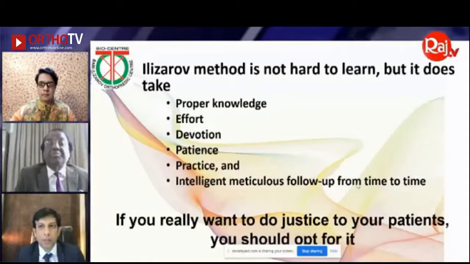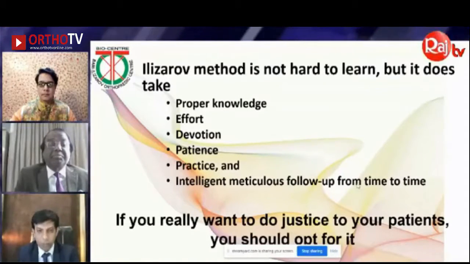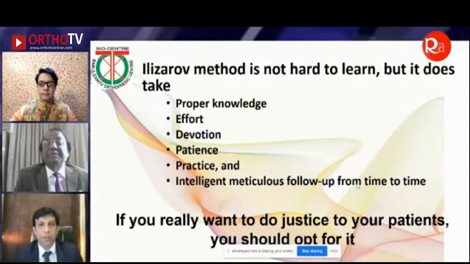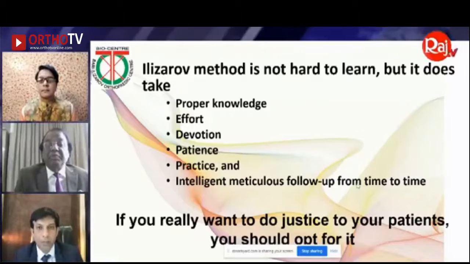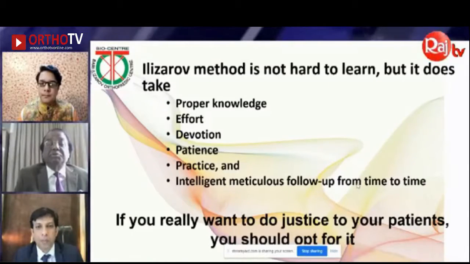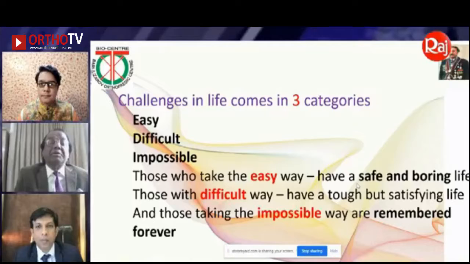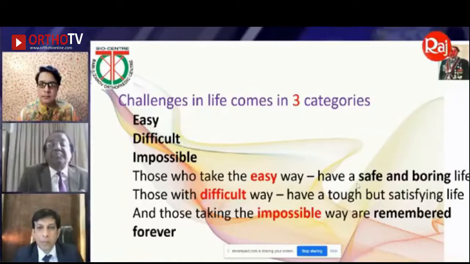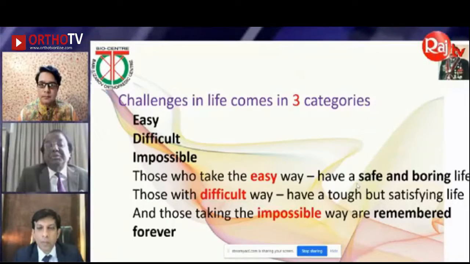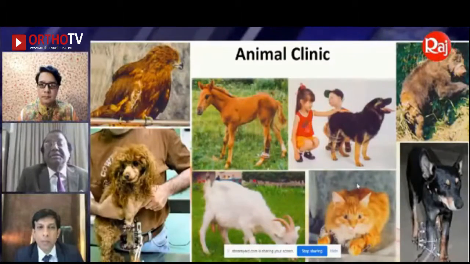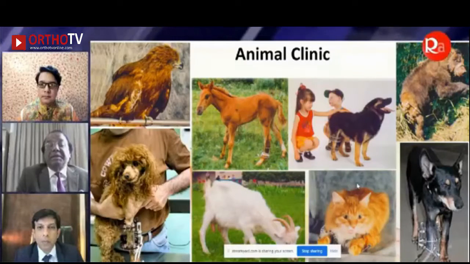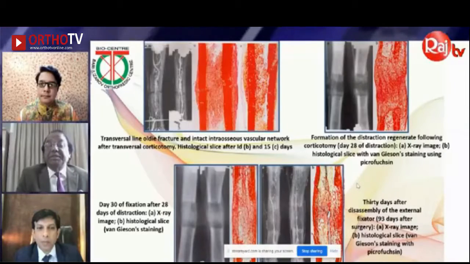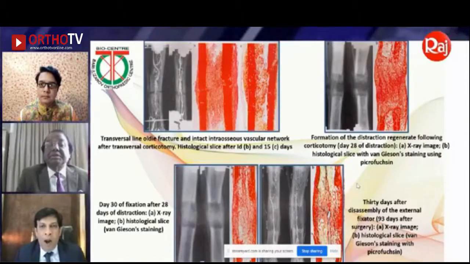And the Ilizarov method is not hard to learn, but it does take proper knowledge, effort, devotion, patience, practice, and intelligent meticulous follow-up. If you really want to do justice to your patients, you should opt for it. And I always love to tell these three categories of things: the easy, the difficult, the impossible. And I like to deal with the impossible cases. These are the animals, so that they are doing research work in Kurgan Center. Distraction, how distraction, angiogenesis, tissue genesis, histogenesis occurring.